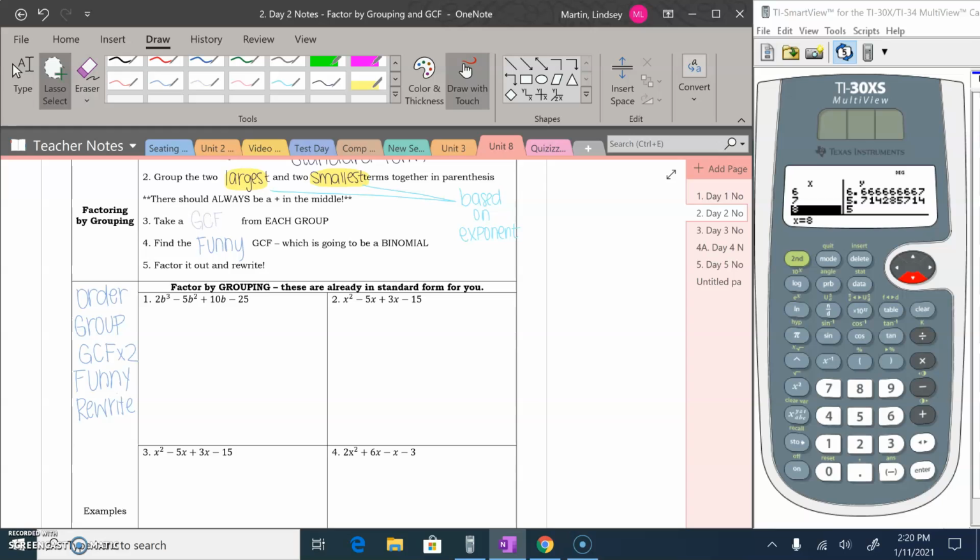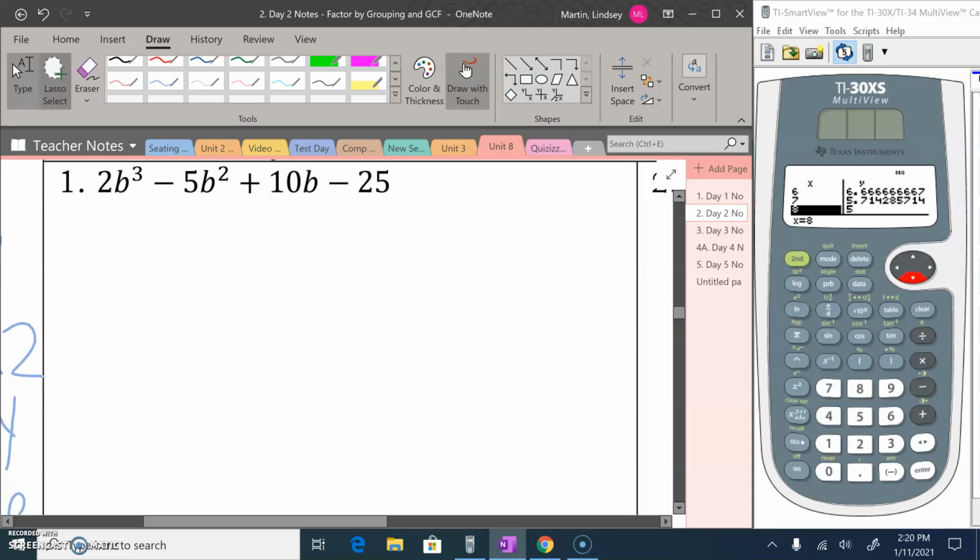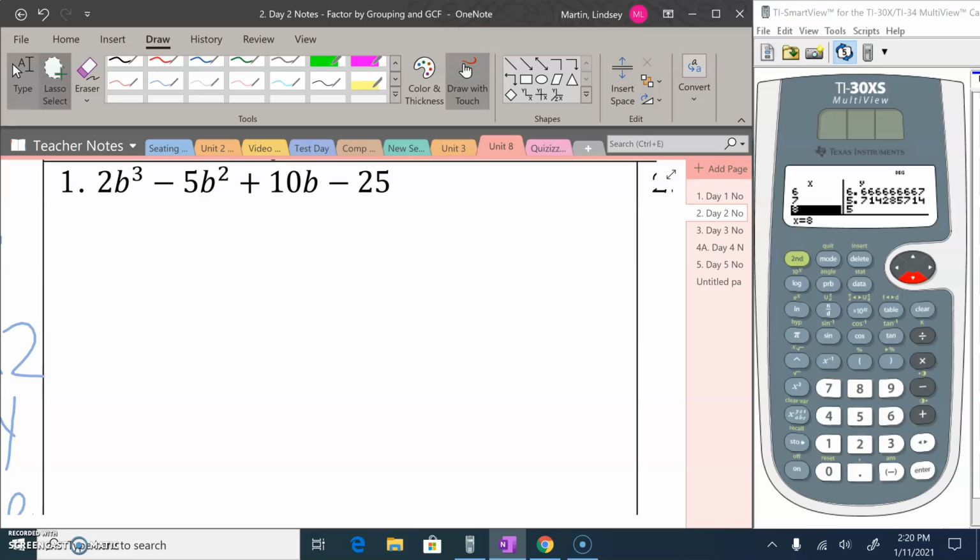Now we're going to move on to number 1. So for number 1, we are going to verify that this is in standard form. We have 2b cubed minus 5b squared plus 10b minus 25. As of right now, it is going in order from highest exponent to lowest exponent. Now we are going to group our terms. When I say group, all I mean is group them together using parentheses. So I'm going to have 2b cubed minus 5b squared plus 10b minus 25.